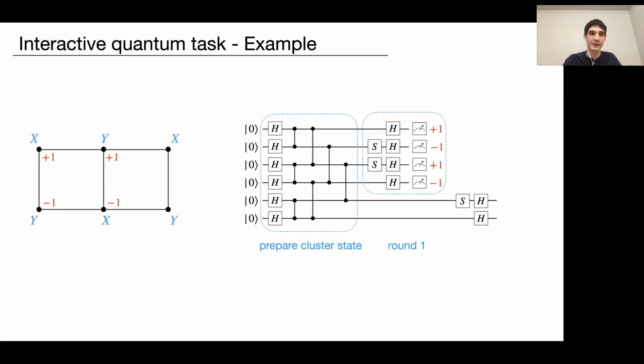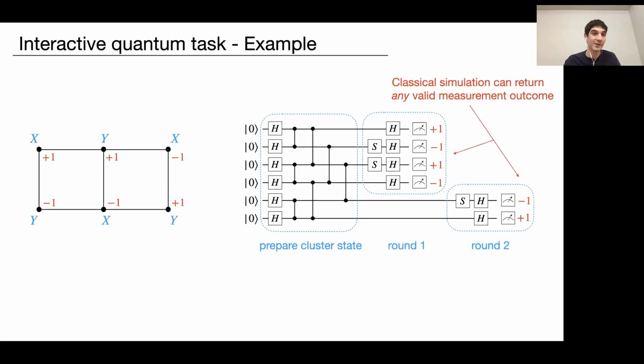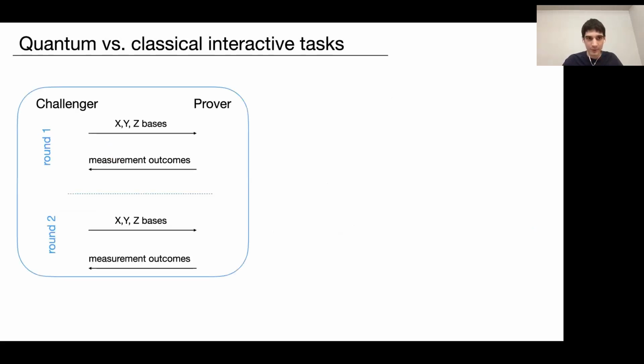And then in round 2, the challenger will specify bases for the remaining 2 qubits. The quantum prover will rotate accordingly and return those measurement outcomes. And that's all it's doing. And once again, a classical simulation of such a task is just, your goal is to return any valid transcript that the quantum machine could have produced.